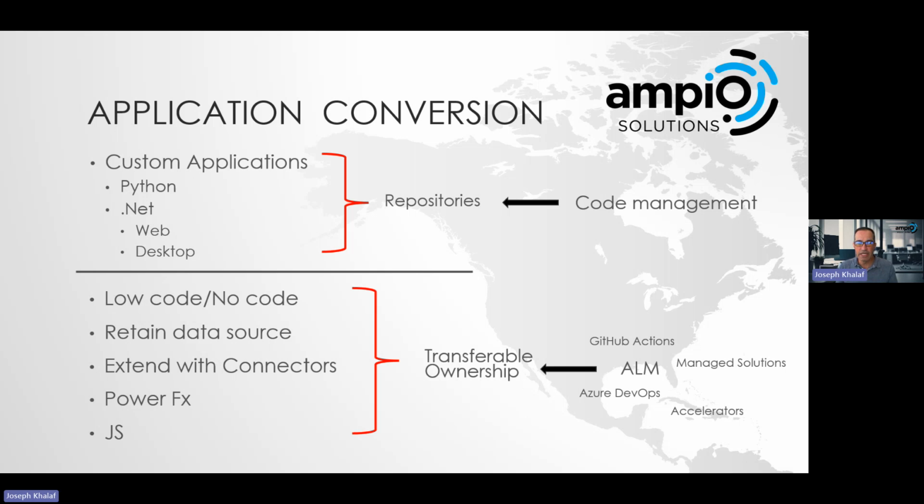And when it comes to .NET, we run into two different types of applications. We run into the web application that is actually a lot more modern, meaning you still have a web interface, just like you would with the Power Platform, and you have a back end. That is an easier model to convert because it still adheres to that client-server web data source model.